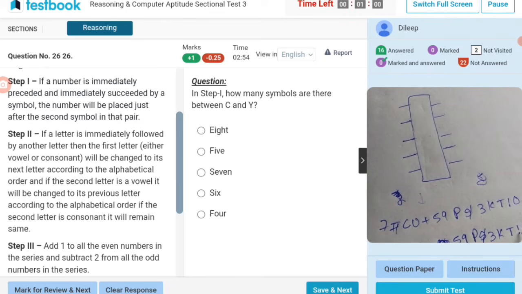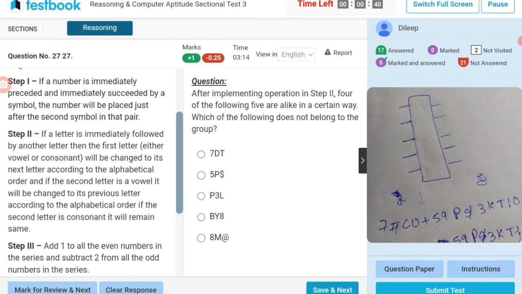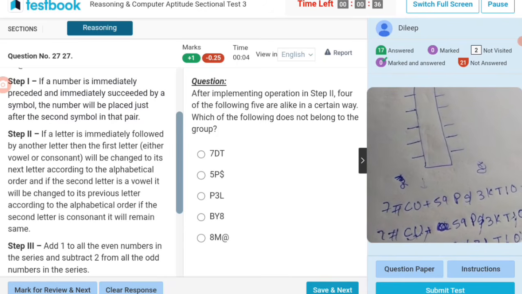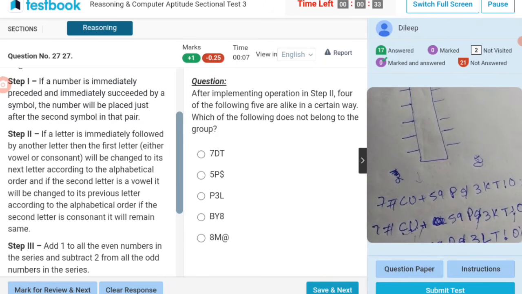1, 2, 3, 4, 5, 6. So after implementing 7 D T 5 P, 5 P H and L, T 3 L, 3 L, B by 8.